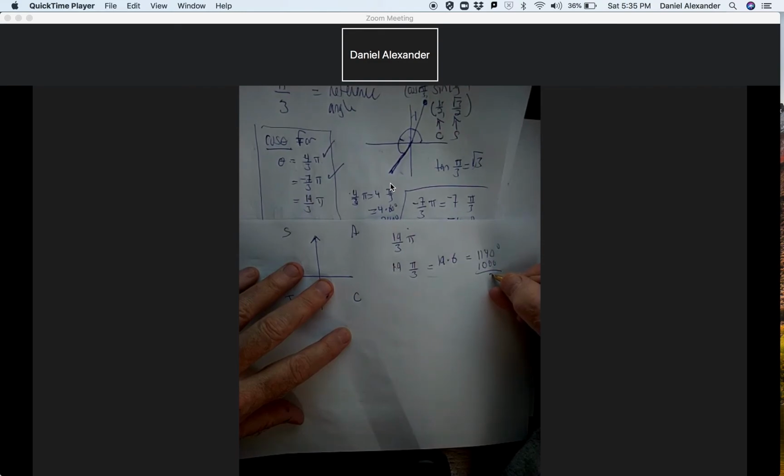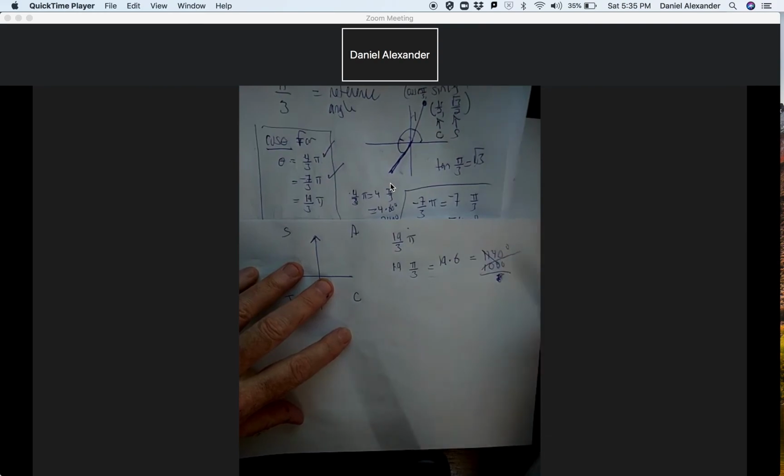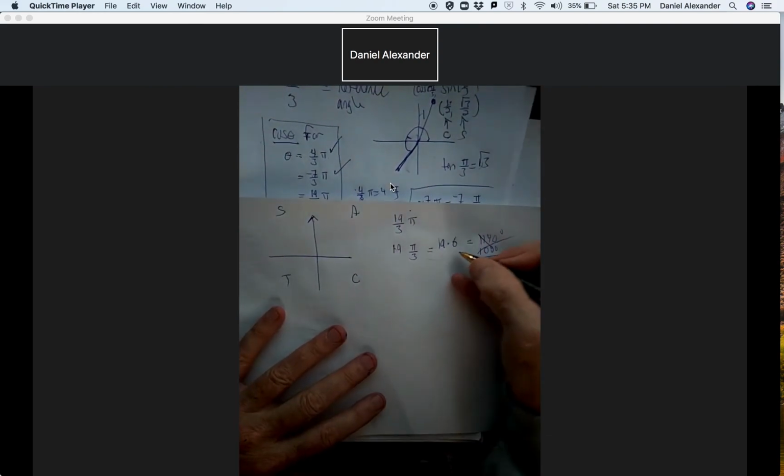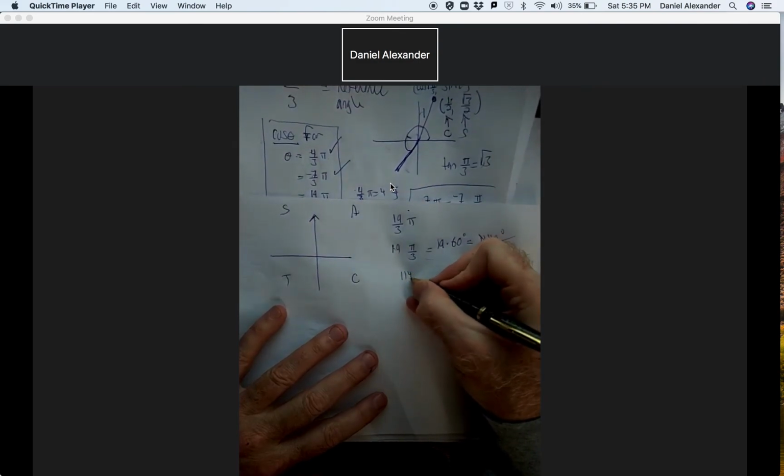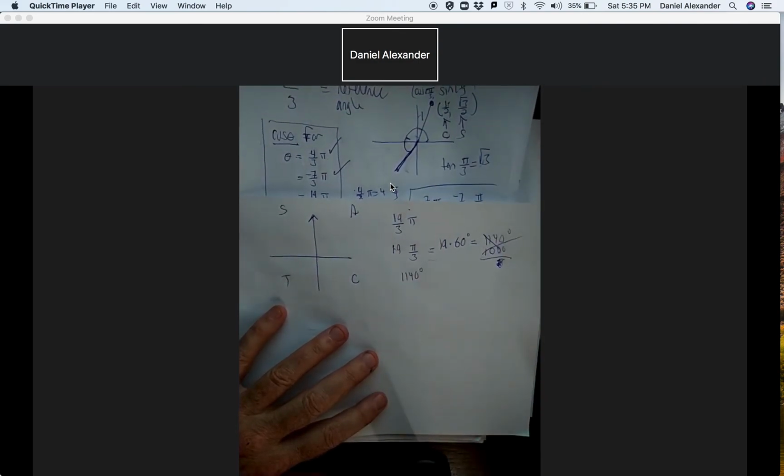Sorry, I'm having a blank here. Let me do that again. Okay, so that's going to be 19 times 60 degrees. That's going to be 1140 degrees. Okay, just when I do the math.